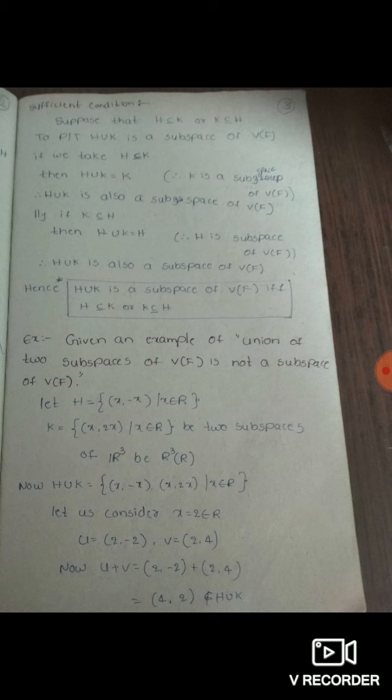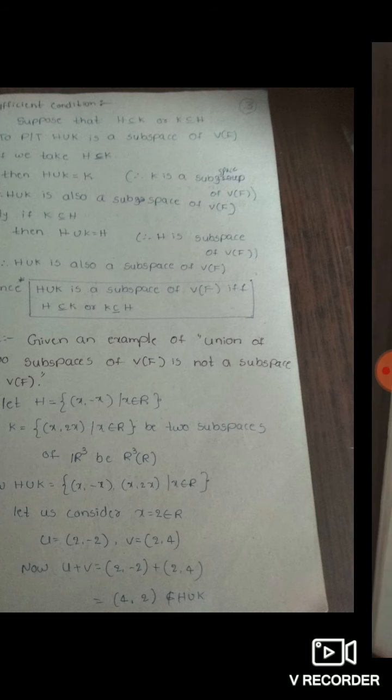Similarly, if K is a subset or equal to H, then H union K equals H. H is a subspace of V of F, so H union K is also a subspace of V of F. Hence, H union K is a subspace of V of F if and only if one is contained in the other. That means H is a subset or equal to K, or K is a subset or equal to H.